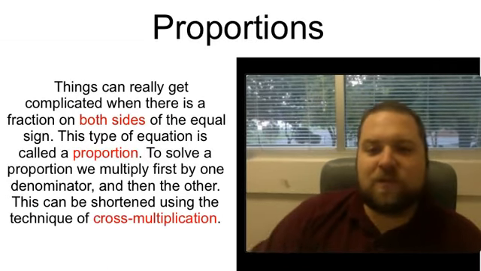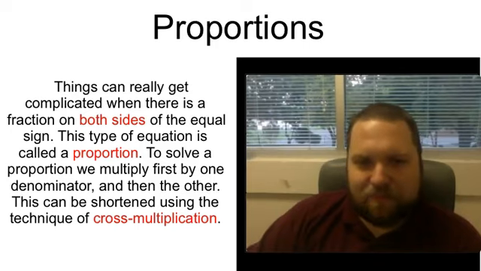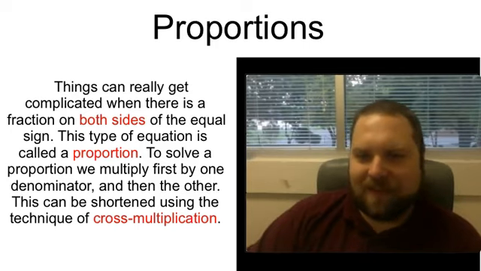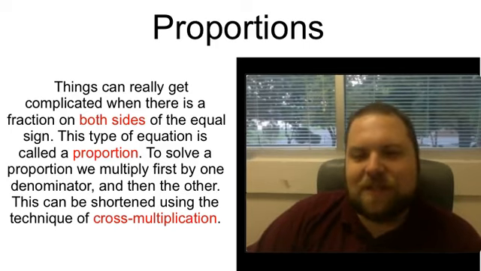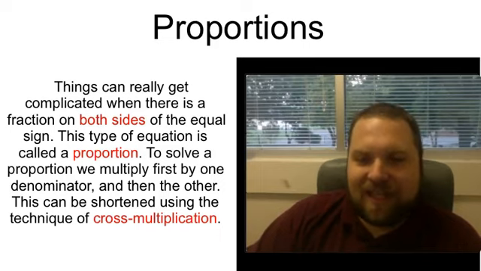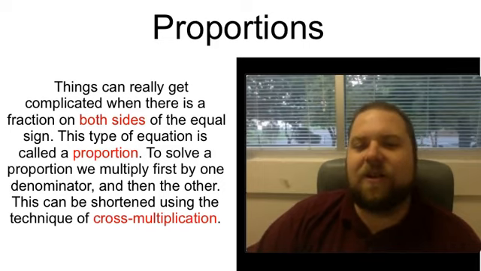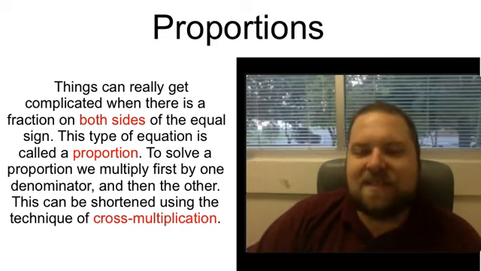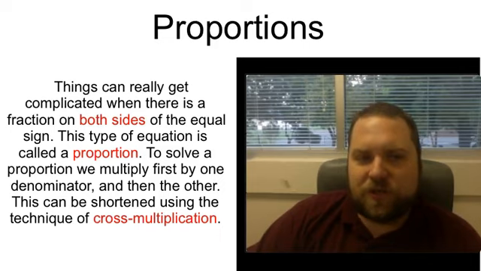So now let's make things really fun, and this is sort of the beating heart of this lesson. This is where I wanted to take this: what happens when you have fractions on both sides of the equation. On the left and the right, there's just fractions everywhere as far as the eye can see. This situation is called a proportion.